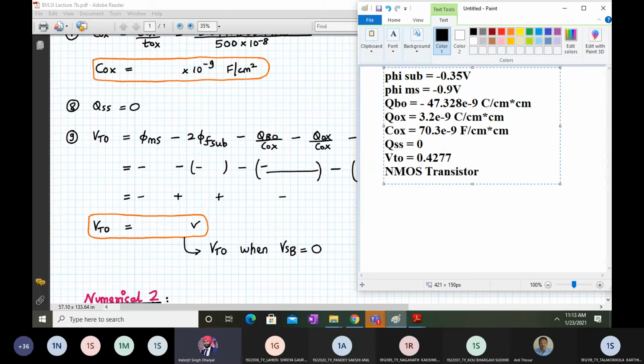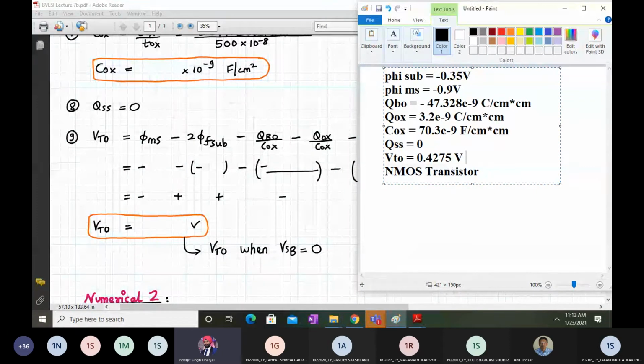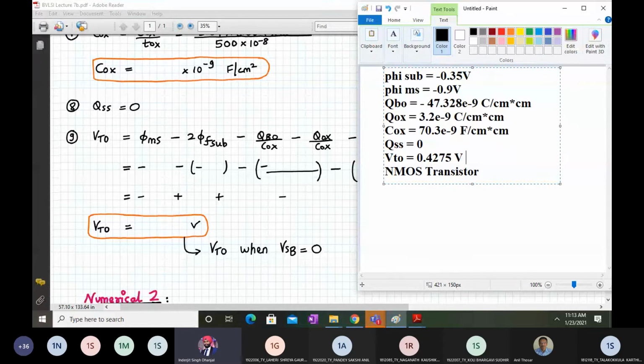You are getting 0.4277, whereas as per my calculation I'm getting 0.4275. So it's quite close. Whoever is getting 0.4277 or 0.4276, all are correct. A plus or minus 5% deviation in VTO is fine, because some people take two digits after the decimal point or one digit, or approximate it. So all these values are correct.